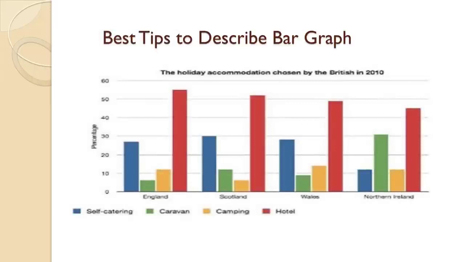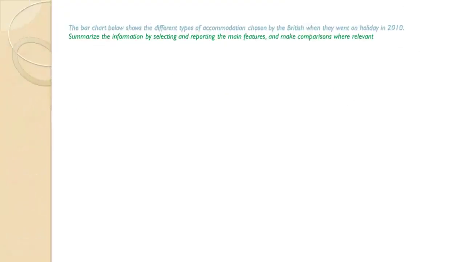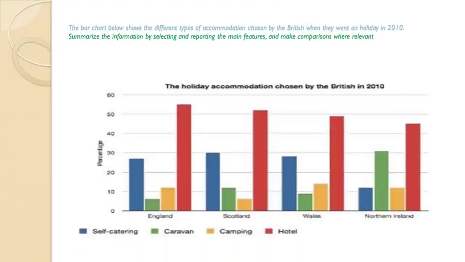So this is the paragraph which we are going to describe today: the holiday accommodation chosen by the British in 2010. And now we're going to give you the topic. The bar chart will show the different types of accommodation chosen by the British when they went on holiday in 2010. Summarize the information by selecting and reporting the main features and make comparison where relevant.